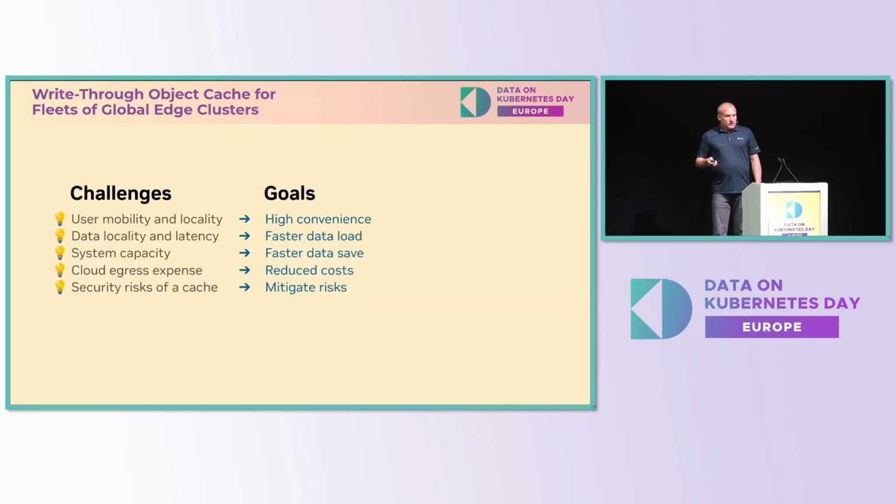So translating these challenges to goals, it's pretty natural. We want to maintain the high level of convenience that our users are accustomed to in accessing their cloud platform. Regarding user mobility, the idea is to provide that seamless, consistent experience, and in terms of performance, faster data load and faster data saving times were some of our goals. And we want to, of course, optimize around cost along with the additional security model requirements that a cache might introduce.